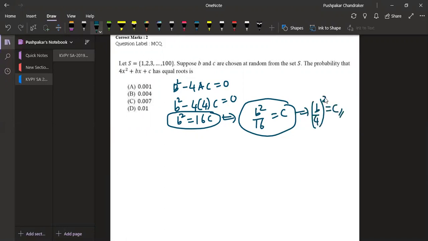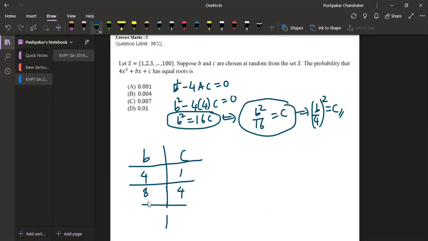Here c is b by 4 whole square. But b must be divisible by 4. Then only c can be an integer. It means values of b are multiples of 4. So let us write here b, and here we'll write c. What are the possibilities? So b can be 4, you'll get c value as 1. B can be 8, and then you'll get this as 4, and it goes on like this.